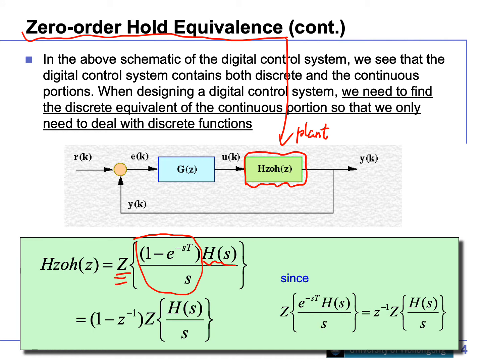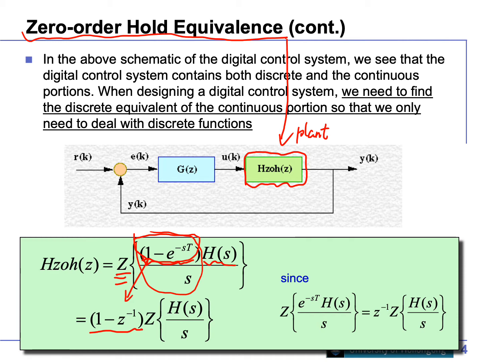So let's look at this. This is 1 minus e^(-ST) over S, multiplied with H(S). When we do this part, this top part is actually straightforward. This is basically 1 minus z^(-1). This is just the top. That's very straightforward. You can find it from the table. And then the rest of it here is H(S) over S.